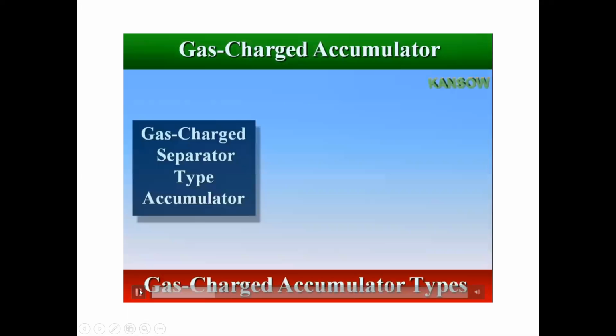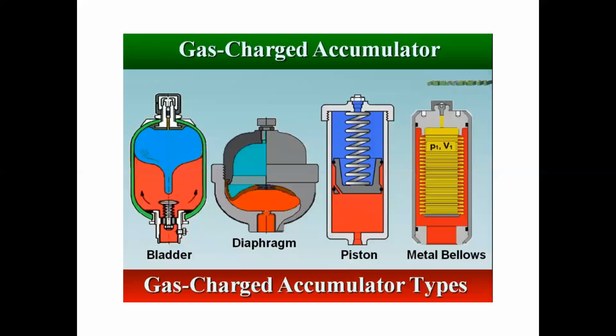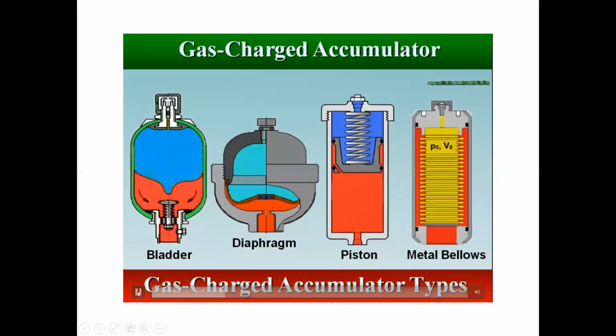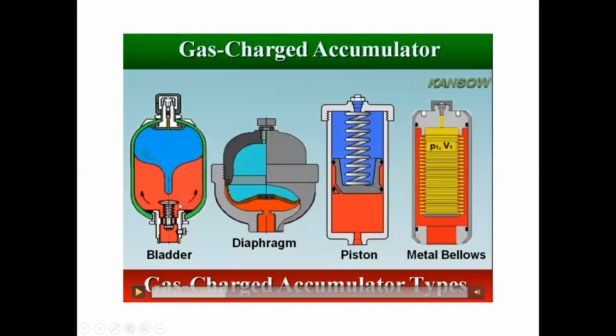Again, this gas charge accumulator has two types: directly contact and indirectly contact. You can see here, this is bladder type accumulator, this is diaphragm type accumulator, this is piston type accumulator, and the spring here is just for supporting purpose, and this is metal bellows type.